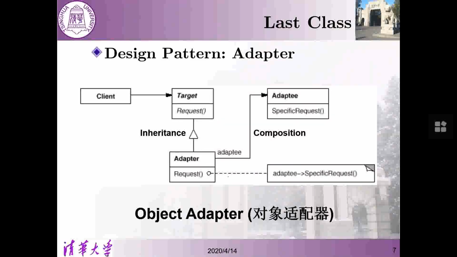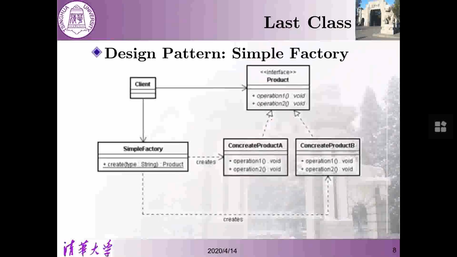We learned the singleton design pattern, which guarantees that there is a unique instance for a given class. And we have just learned the adapter design pattern, which consists of two types. One is the object adapter, which adapts the adaptee as a member by composition. We also learned the class adapter in the last class with the example viewer system. And then we learned the simple factory.